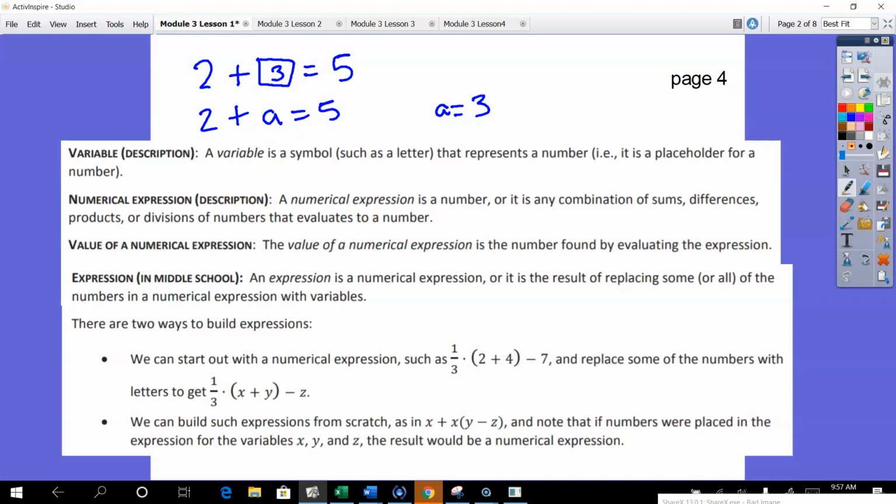A numerical expression is a number or a combination of sums, differences, products, or quotients of numbers that evaluates to a number. So it is equal to a number. For instance, 2 plus 3 does equal 5. So that would be a numerical expression. The value of a numerical expression can be found when evaluating the expression. So when you're given that, you can find this. So this would be the value of the numerical expression.